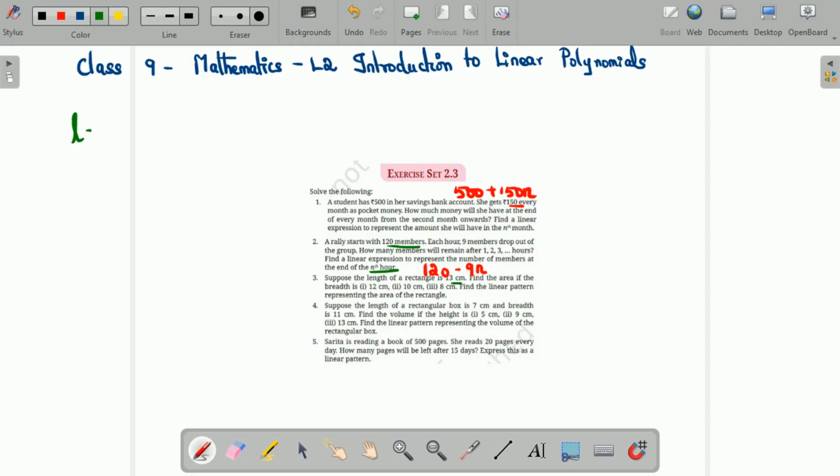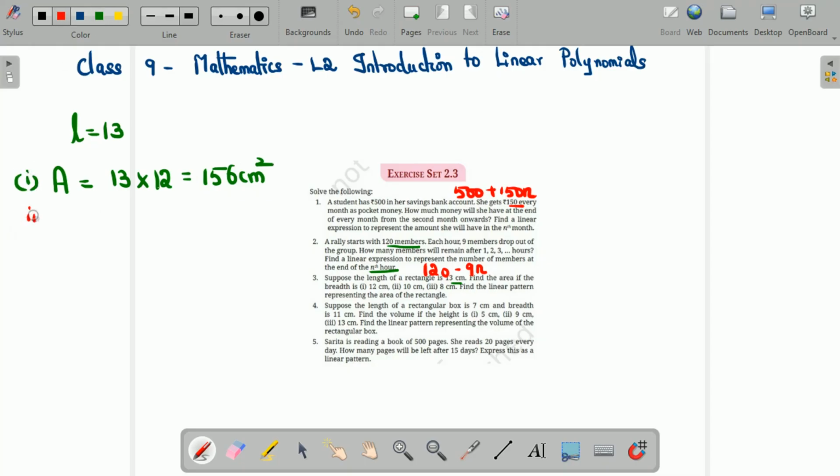So I'm going to write L is equal to 13. Find the area of the rectangle when breadth is 12, 10 and 8. So how do you compute the area? Area is going to be length into breadth. In the first subdivision, the breadth is 12. So we need to compute 13 into 12, which is equal to 156 centimeters squared. So this is for the first subdivision.